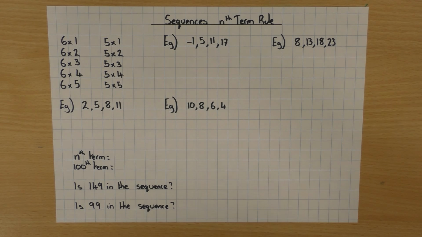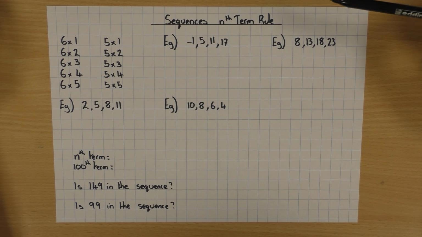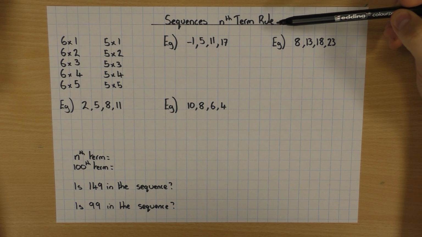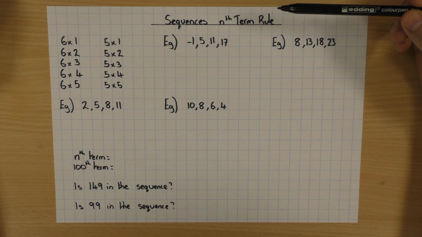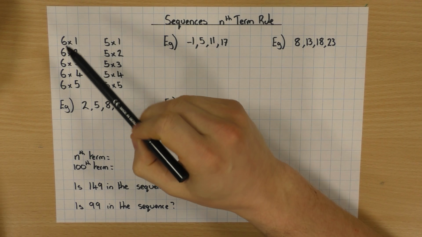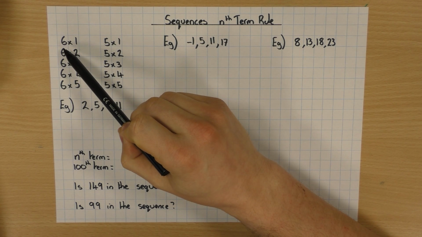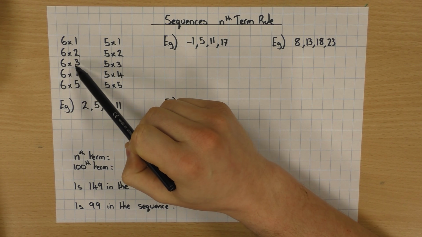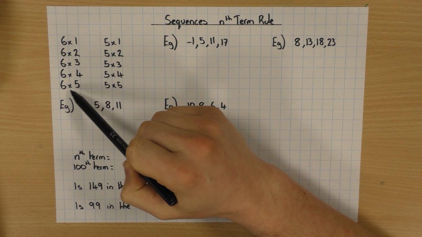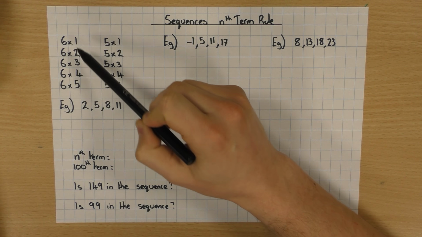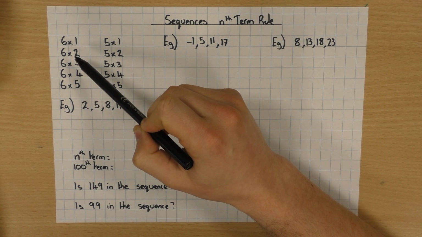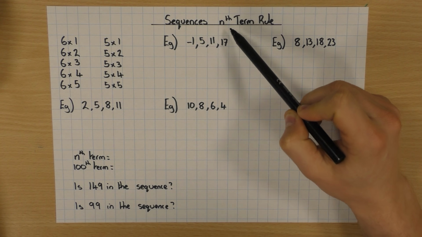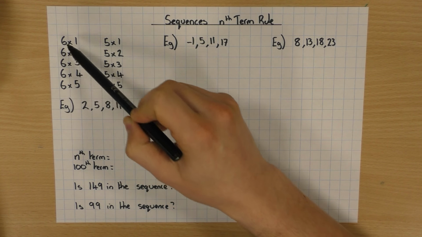Right guys, in this video we're going to have a look at sequences and how we work out the nth term rule for each sequence. First thing to say is we have to be aware of this first aspect here. So 6 times 1, 6 times 2, 6 times 3, 6 times 4, 6 times 5. This is basically how we work out the 6 times table. I want to know how we get the nth term rule for the 6 times table.